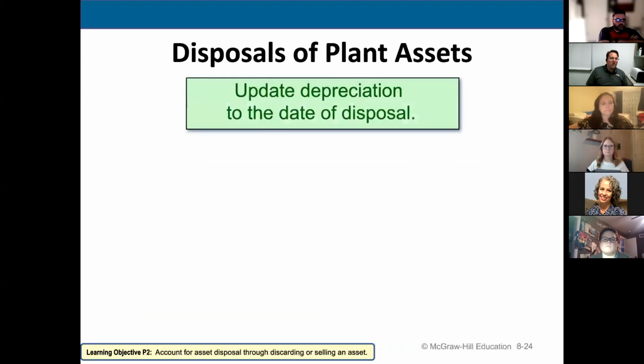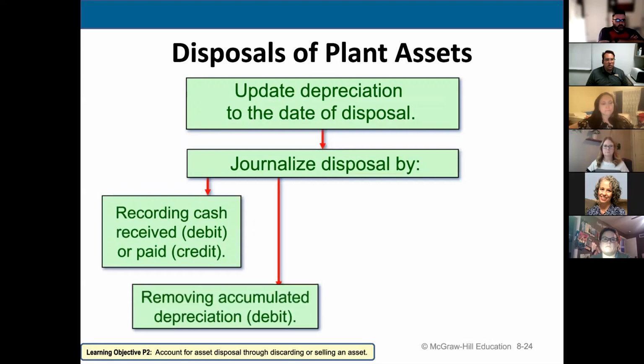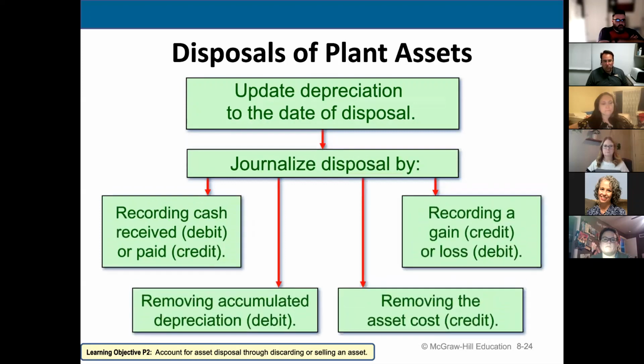All right, so what do we do when we sell our plant assets? This says disposal. So sometimes we honestly do just throw an asset away, right? It's just not worth anything anymore, so we get rid of it. Other times we sell it. So we have to go through this process.